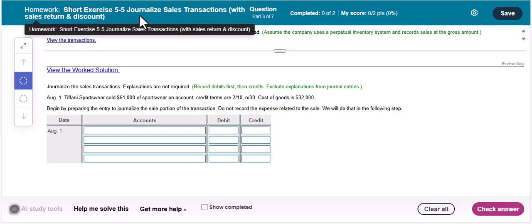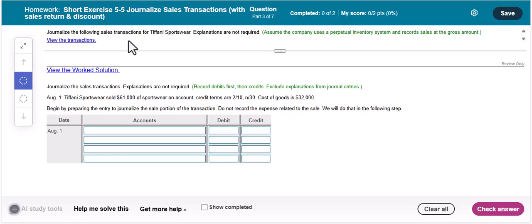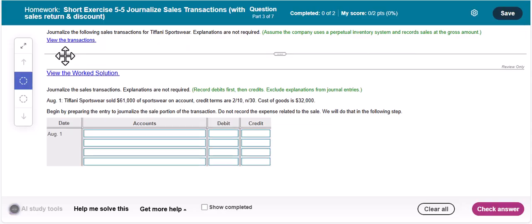Short exercise 5-5, journalize sales transactions with sales return and discount. Journalize the following sales transactions for Tiffany Sportswear. So we are doing the accounting here for Tiffany Sportswear. Explanations are not required. Assume the company uses a perpetual inventory system and records sales at the gross amount. So we can view the transactions here or as we go.